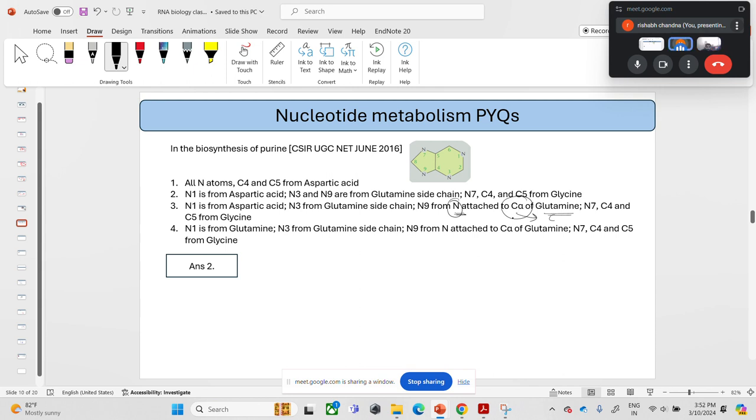Which one is correct between both of them? Okay. So what happens when glutamine is involved in any of these? It basically transfers its amide group. Okay, that is the side chain of the amino acid.